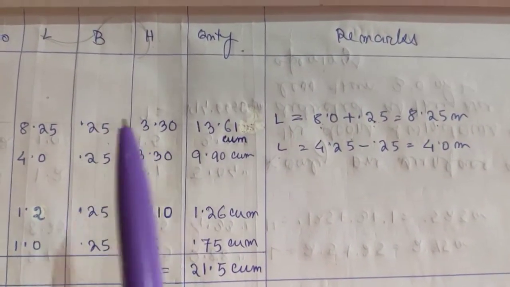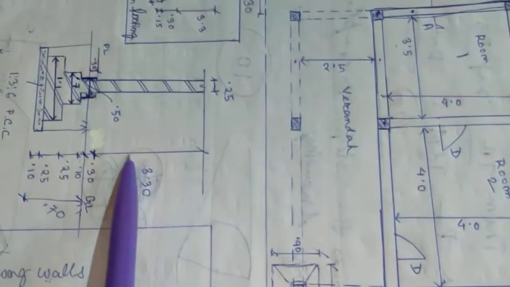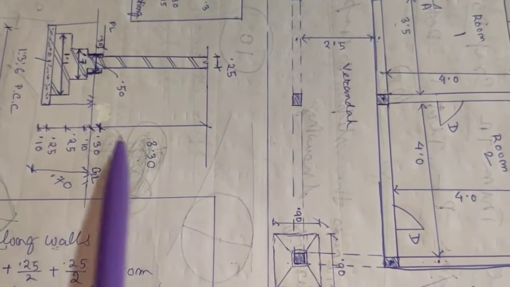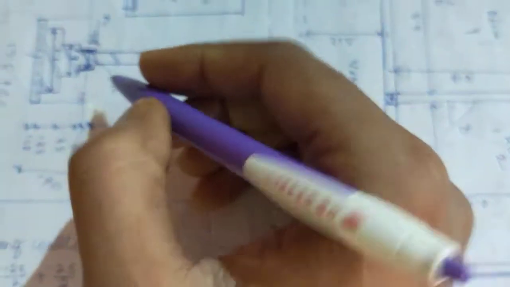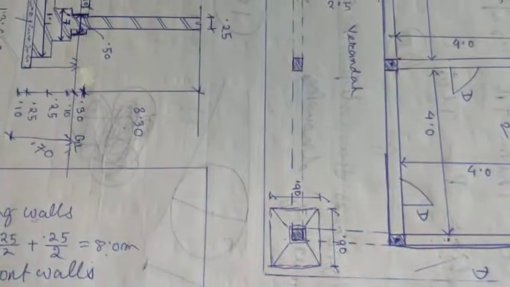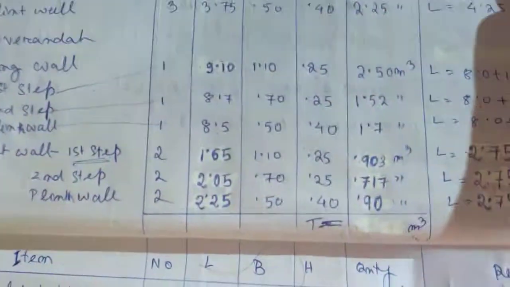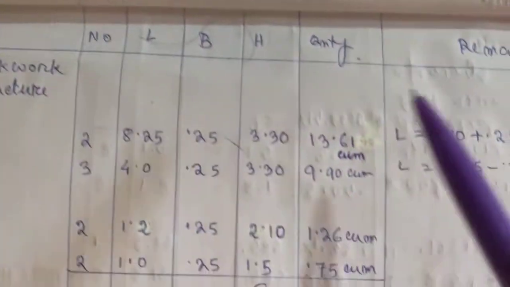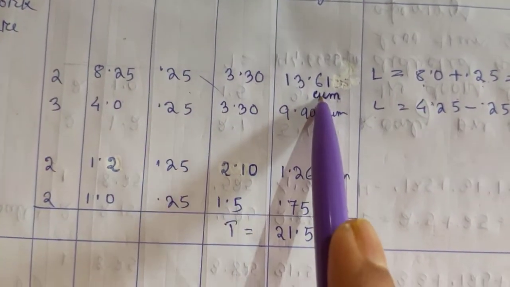And height of the superstructure wall is given in this drawing as 3.3 meter. Height will always be measured from plinth level to the upper floor level. So it is given as 3.3 meter. So height is 3.3 meter. Number into length into breadth into height is your quantity.